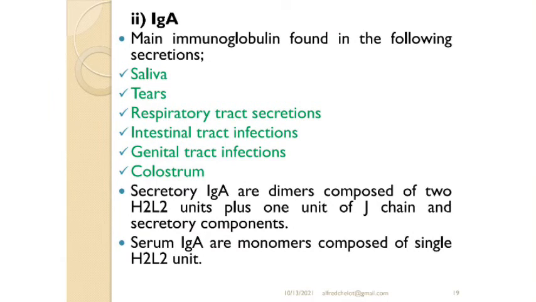Moving on to immunoglobulin A, this one is the main immunoglobulin found in secretions, for example saliva, tears, respiratory tract secretions, intestinal tract secretions, genital tract secretions, and also colostrum. Secretory immunoglobulin A are dimers composed of 2 heavy chain and 2 light chain units, plus 1 unit of J chain and the secretory component. Serum immunoglobulin A are monomers composed of single H2L2 units.